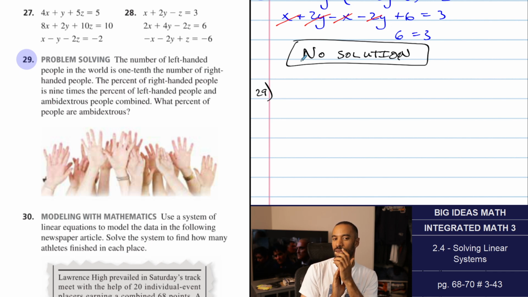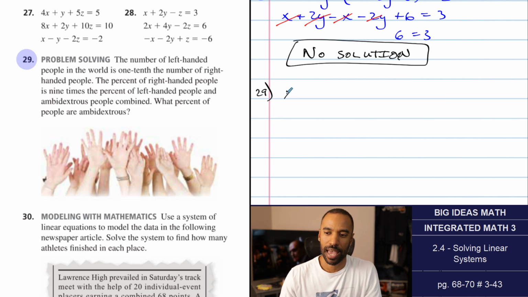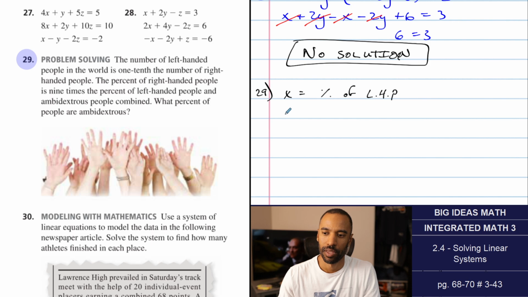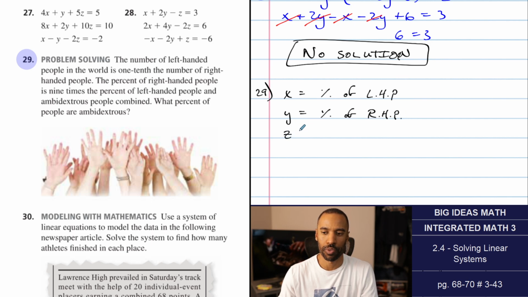Is our answer in percentages of people or percents? I'll say percents. Let's let x equal percent of left-handed people, y equal percent of right-handed people. I assume ambidextrous are their own thing, considering these are systems of 3. Z is percent of ambidextrous people.